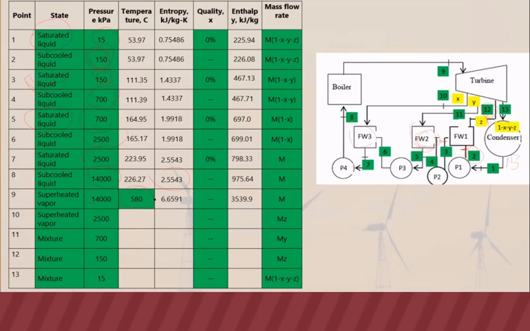And then from point 9, you are going to expand it in the turbine to points 10, 11, 12, and 13. Expansion is an isentropic process, so meaning point 9 has the same entropy as 10, 11, 12, and 13. And since you have two knowns at these points, then you can get the remaining unknown. So that's how you can complete that table that we will need for our solution later on.